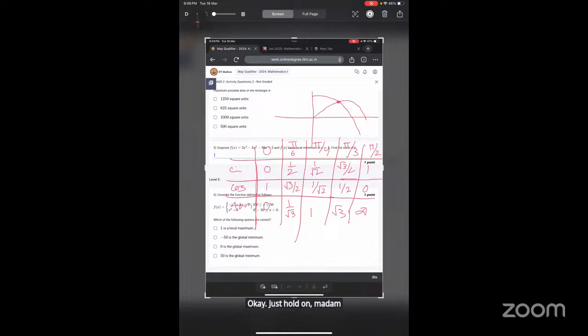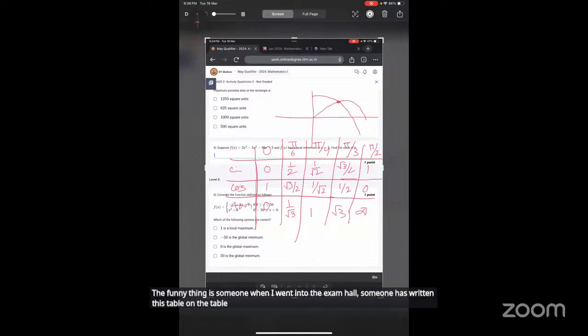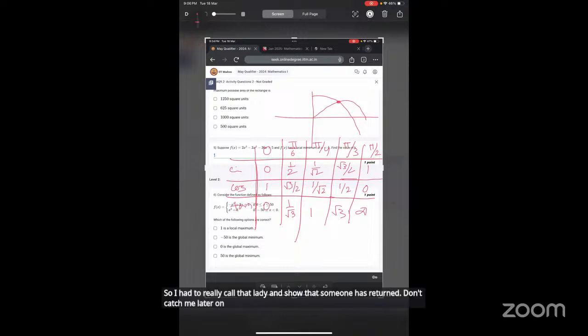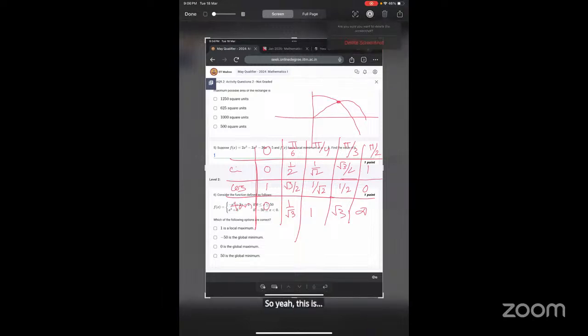Don't erase it, take a screenshot. The funny thing is, when I went into the exam hall, someone had scratched this table on the table. I had to call the invigilator and show it. So yeah, you can use this.